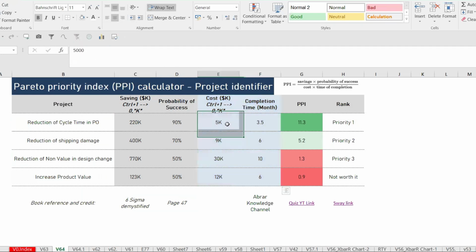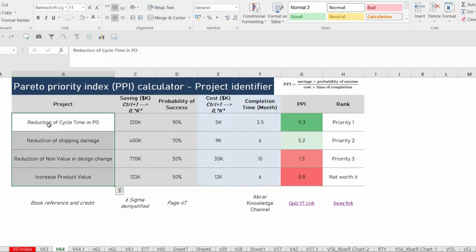Maybe I'll keep it one color. The idea is that the project goal always has to start with a verb, like reduction and increase and all that. Reduction of cycle time in PO. Okay, so 2000 to 20K. How can we format it? Always express the same unit for these two so that your calculation becomes much easier.